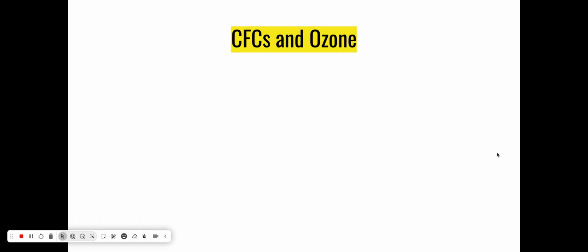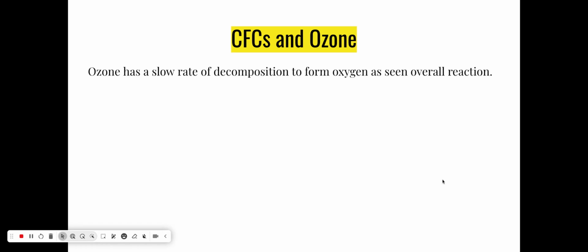Okay, so we're going to talk about chlorofluorocarbons and ozone again. And ozone has a slow rate of decomposition to form oxygen, as seen in this overall chemical reaction. So we have O3 reacting with some oxygen to form two molecules of O2. Now, guys, we want that, okay? We want ozone to have a slow decomposition because that's what's protecting our atmosphere.